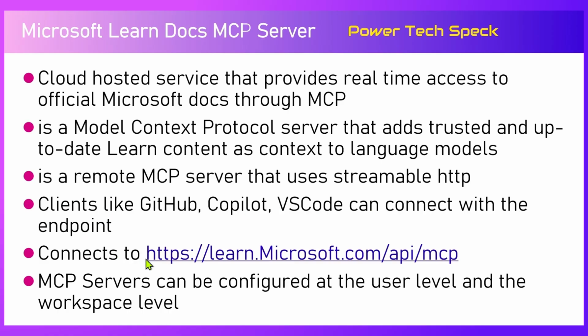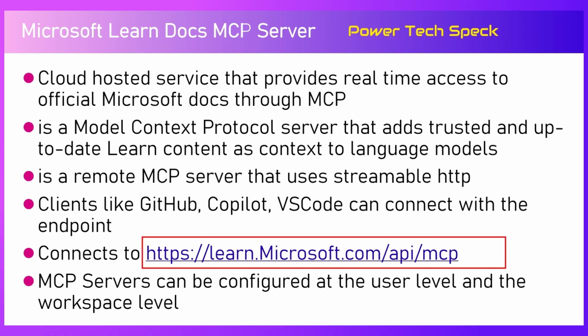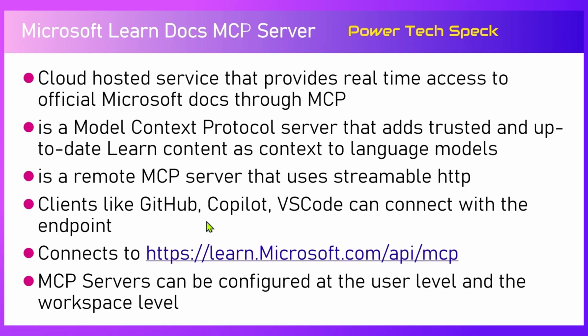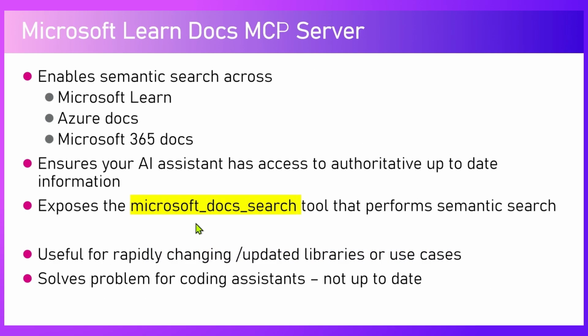Now it connects to learn.microsoft.com API MCP, and MCP can be configured at a user level and native workspace level when you use it in VS Code. Now I'm going to use this example. What this tool does is basically it exposes the Microsoft Doc search tool that performs semantic search on Microsoft Learn website. So if you want to know some more information about technology like Power Apps, Power Pages, or if you want to search for some code base, you can do that using Microsoft Learn Docs. Now I'm going to take a reference and use that in the custom connector. So let's see that in action.